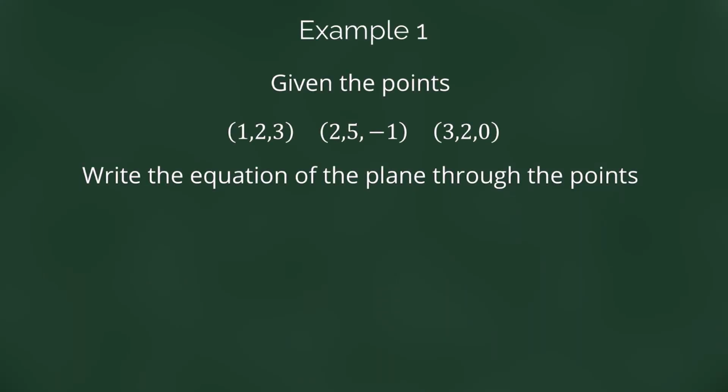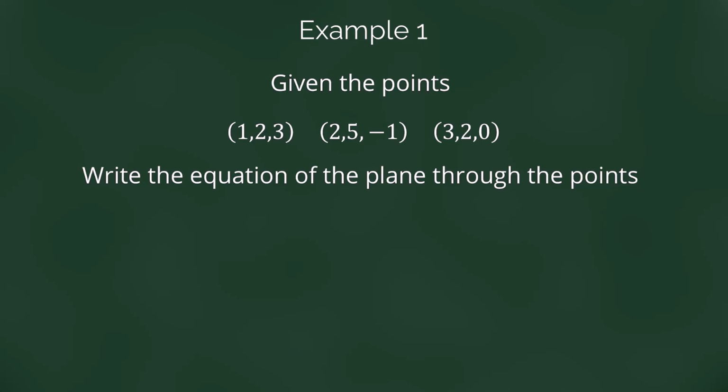All right, for our first example, we want to write the equation of a plane that goes through these 3 points. Now, we've been saying over and over that in order to write the equation of a plane, we need a vector, a normal vector, perpendicular to the plane, and a point. Well, we've got an excess of points and absolutely no vectors. However, we do know some vectors that lie in the plane.